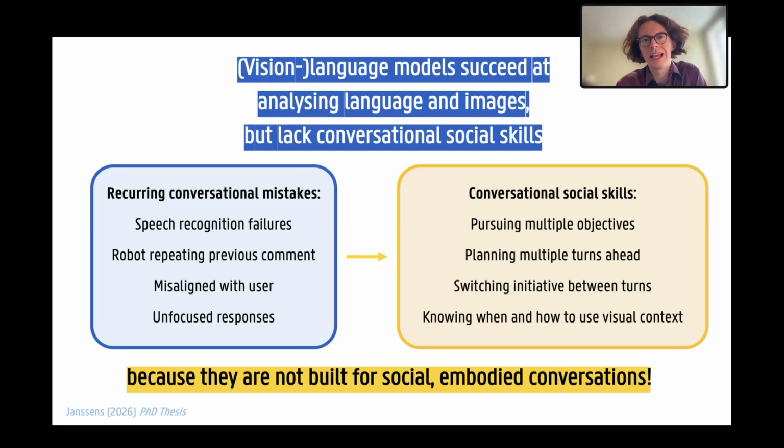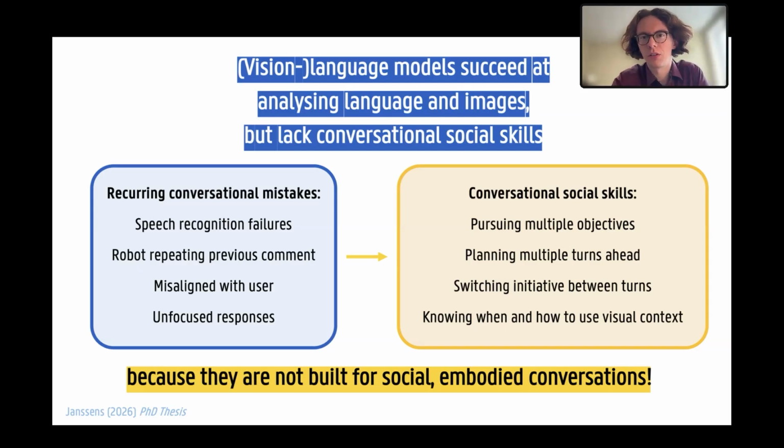And this leads us to show that language models, despite the fact that they are very good at analyzing language and also images, lack certain conversational social skills. Skills like pursuing multiple objectives at the same time in a conversation, or planning ahead multiple turns. You don't just say everything that is on your mind in the next response, but you wait throughout the conversation. Also, we need to switch initiative between turns.